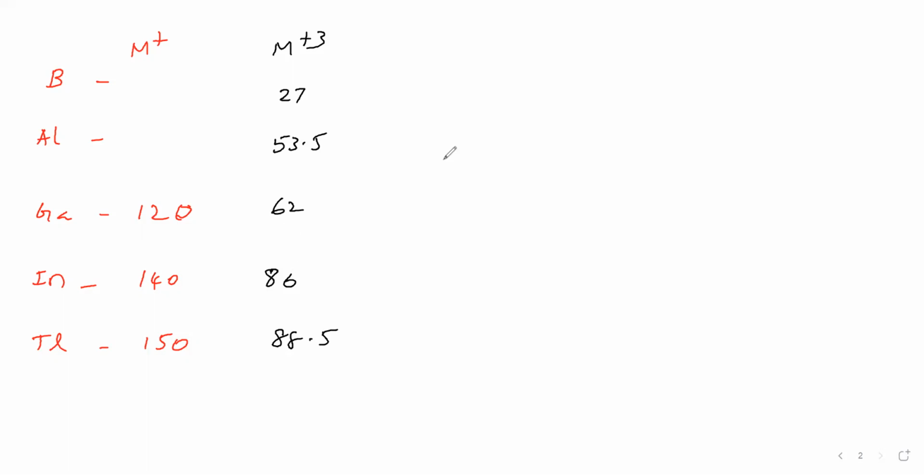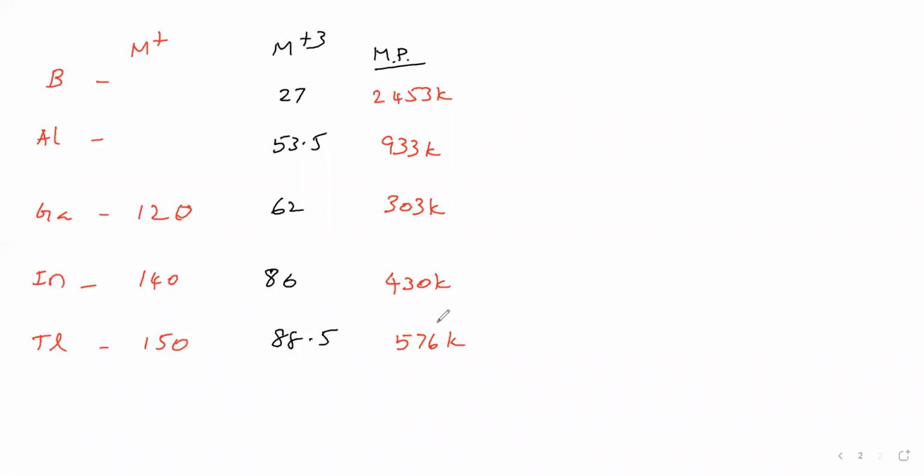Next we are going for melting point. How the melting points of these elements are, that we will see. Melting point of boron is 2453 Kelvin. Aluminum 933 Kelvin. Gallium 303 Kelvin. Indium 430 Kelvin. Thallium 576 Kelvin.